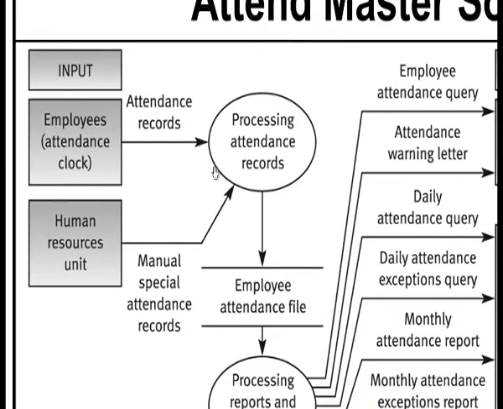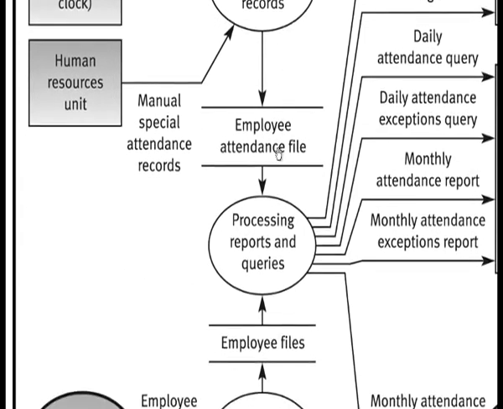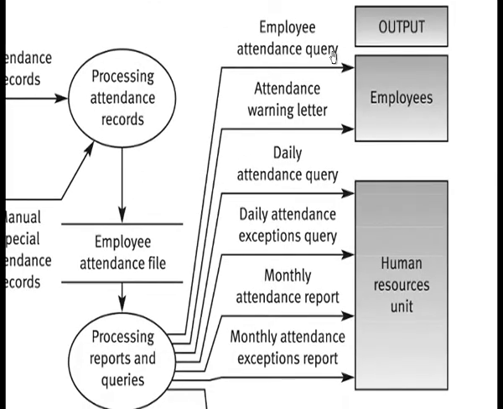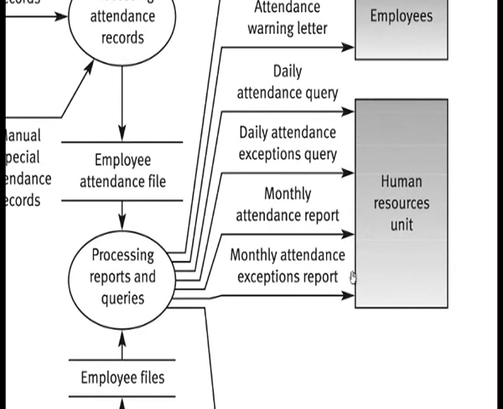In the data flow diagram, we have the external entities, process, data stores: employee attendance, human resources. We have the employee attendance file, other employee files, employee attendance inquiry, attendance warning letter, daily attendance query, daily attendance exceptions query, monthly attendance report, and monthly attendance exception report.